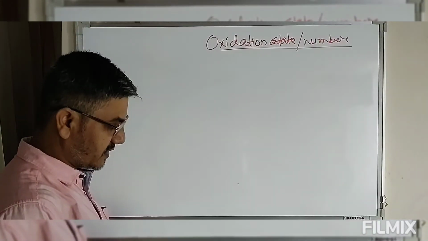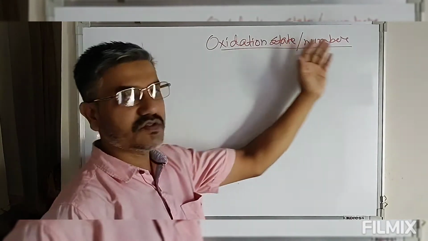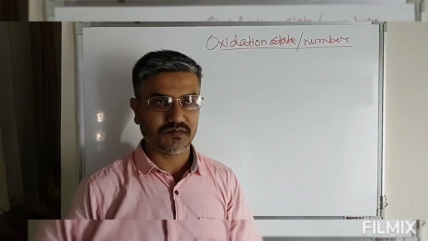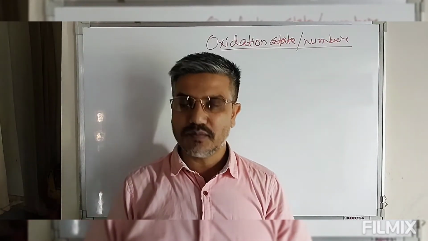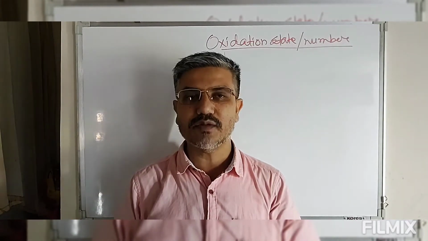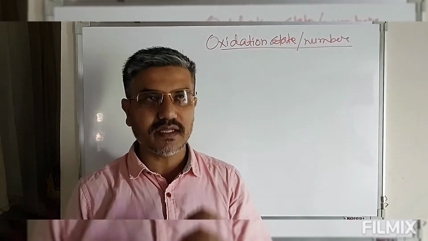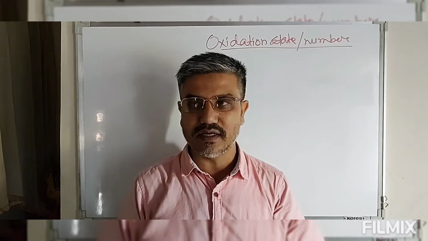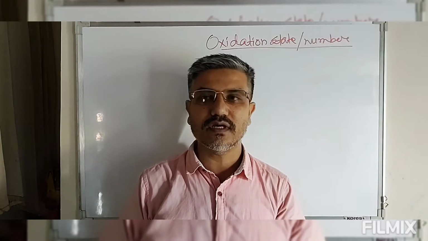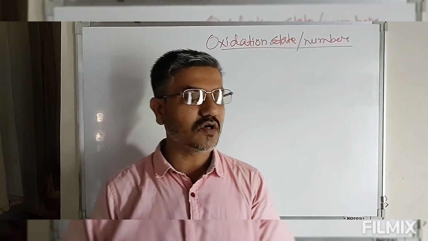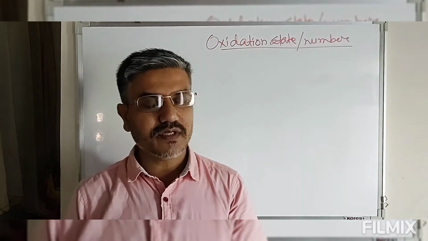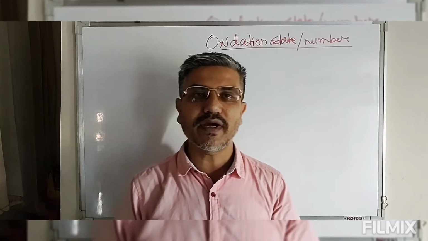Before proceeding further, let's define the meaning of oxidation state or oxidation number. What exactly is oxidation number? In any given compound, the charge carried by a particular combining atom in a given molecule or in a given ion, the charge carried by that particular element in that particular form, is what we call oxidation number or oxidation state. So that represents the state of that particular element in that particular combined form.